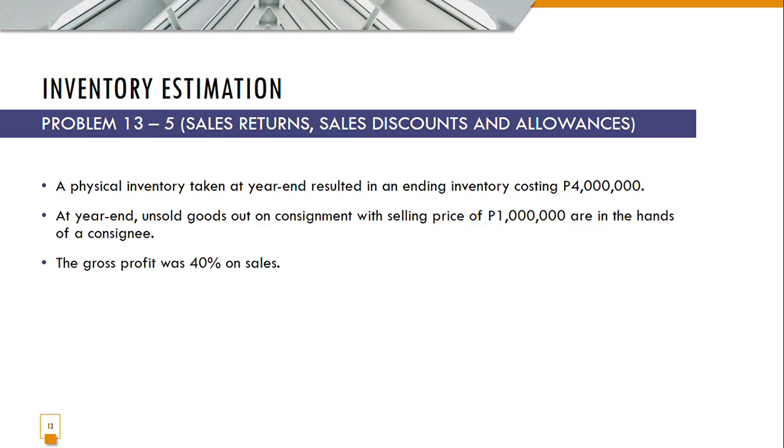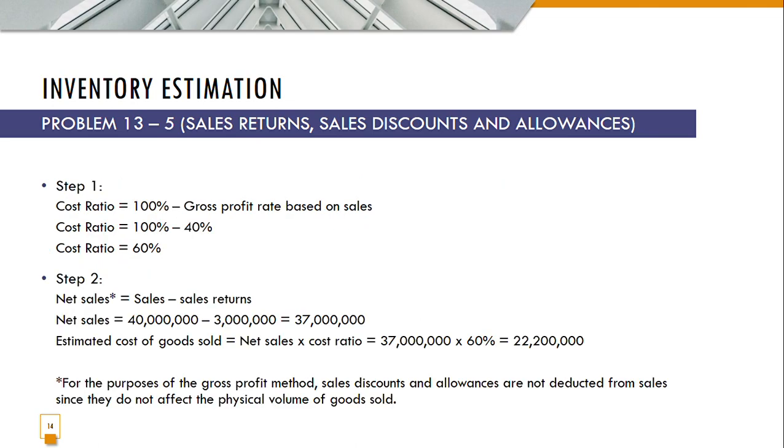You took a physical inventory at year end and it resulted in an ending inventory costing 4 million. Also at year end, you have unsold goods on consignment with selling price of 1 million that are in the hands of a consignee. You're given a GPR of 40% on sales. Step 1, since you were given a GPR based on sales, it's just 100% minus 40% and you get a cost ratio of 60%.